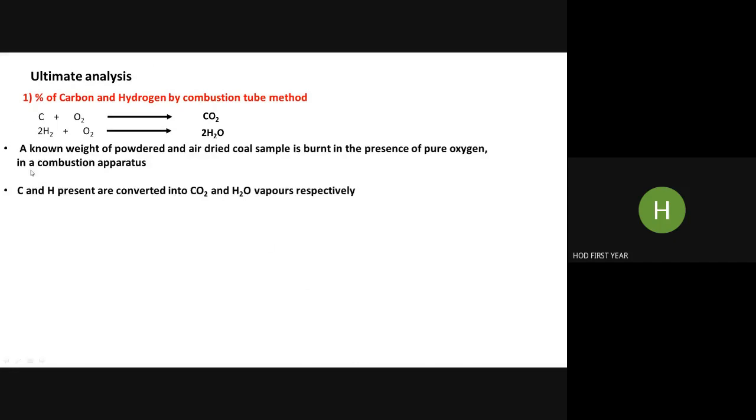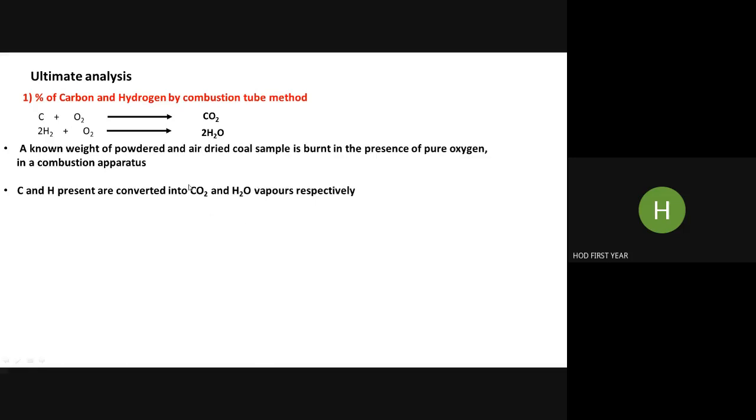So this is the first step. A known weight of powdered and air dried coal sample is burned in the presence of pure oxygen in a combustion apparatus. So what will happen during burning? Carbon and hydrogen present in coal are converted into CO2 and H2O vapors respectively. Using these reactions, you can understand how carbon and hydrogen are converted into CO2 and H2O vapors.